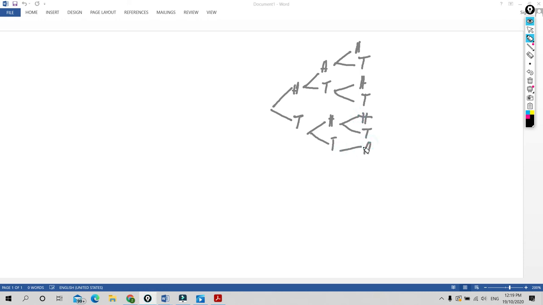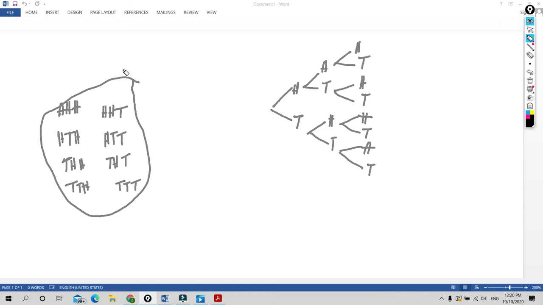Here I have head and tail. So the sample space here: head, head, head; then head, head, tail; then head, tail, head; then head, tail, tail; then tail, head, head; then tail, head, tail; then tail, tail, head; and the last one is tail, tail, tail. This is your sample space.